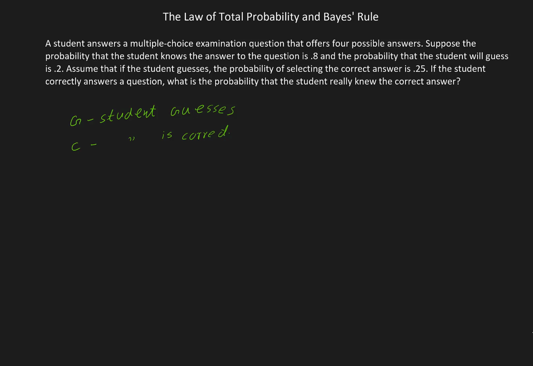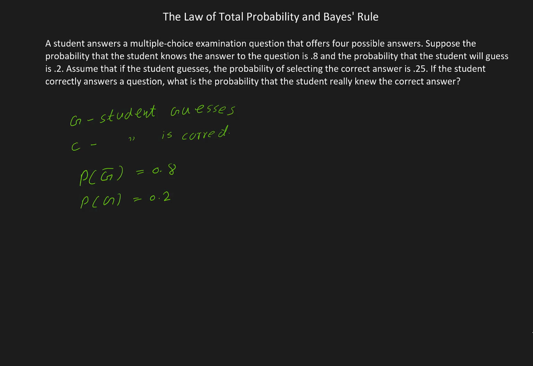Yes, the student guesses is G, but the student knows the answer is the opposite of the student guesses, right? If the student knows the answer, then he doesn't guess, he knows the answer. Otherwise, he guesses. We have 2. Therefore, that is G complement. Therefore, the probability of G complement is 0.8. And the student will guess is 0.2. So the probability of guessing is 0.2.